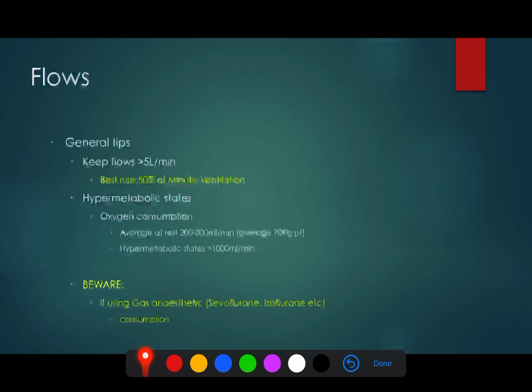The best rule of thumb that I can give you for patients on the intensive care is try and use 50% of the minute ventilation. So if the patient has a minute ventilation of 12 litres per minute, then give them at least 6 litres per minute into the system. That'll prevent a degree of rebreathing of gas, and it'll also allow you to make sure that there aren't any leaks. If there are leaks, if they're small, it's not going to be consequential, and you're going to be able to wash everything out appropriately.